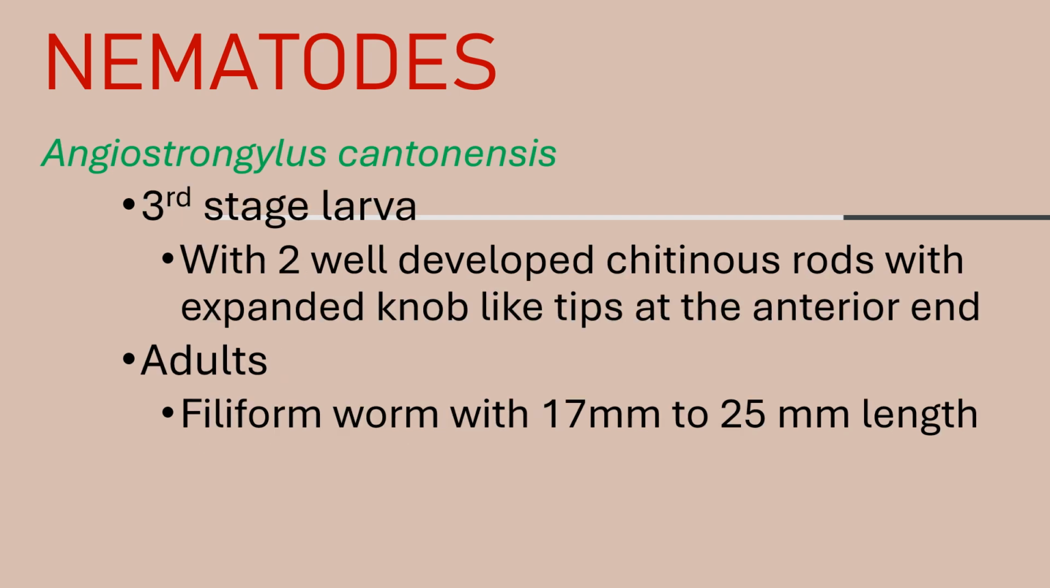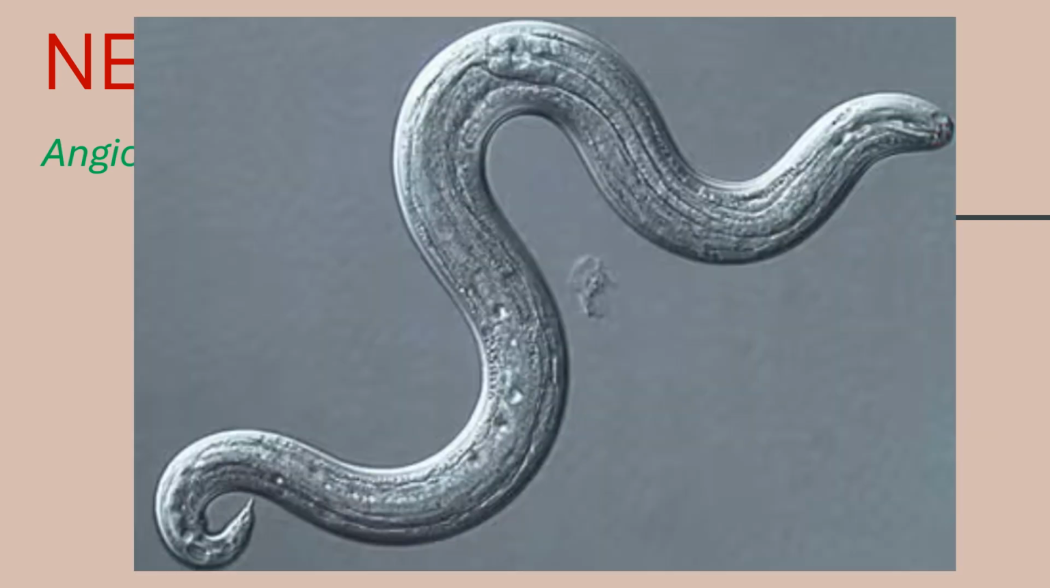The third stage larva has two well-developed chitinous rods with expanded knob-like tips at the anterior end. Please note that the third stage larva is the infective stage to humans. As for the adult Angiostrongylus cantonensis, they are filiform worms, 17 to 25 millimeters in length. Let's take a look at the larva.